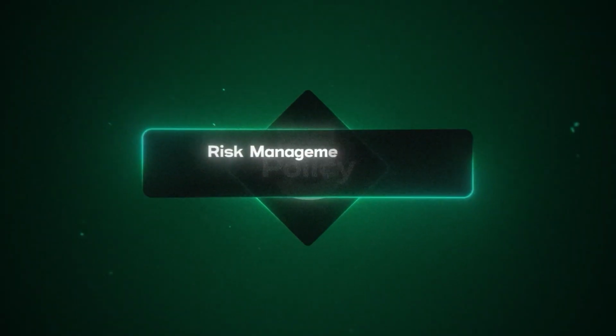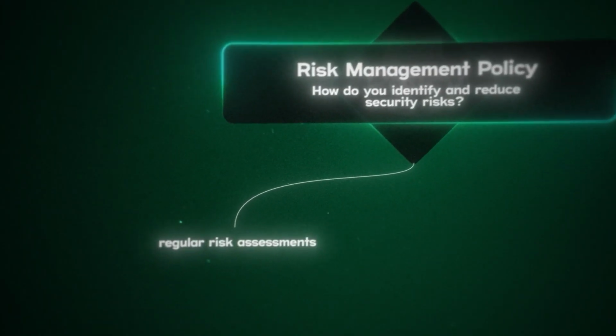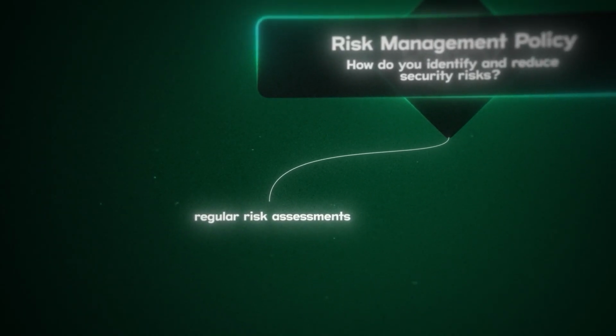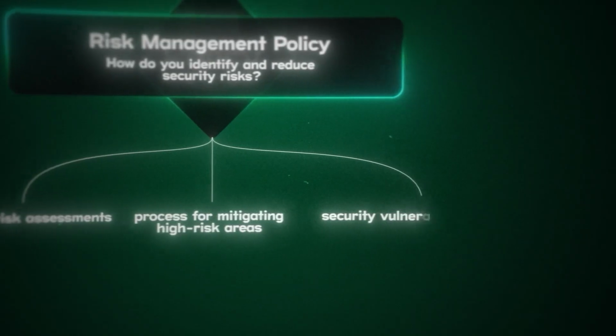You also need a risk management policy. How do you identify and reduce security risks? Every company faces risks, and this policy ensures they are proactively managed. It requires regular risk assessments to identify threats, outlines a process for mitigating high-risk areas, and it ensures security vulnerabilities are documented and fixed. Skipping risk management means you'll always be in reactive mode, dealing with security threats only after they happen.